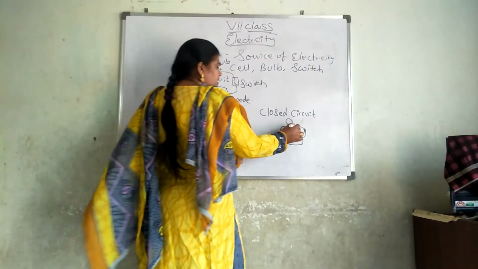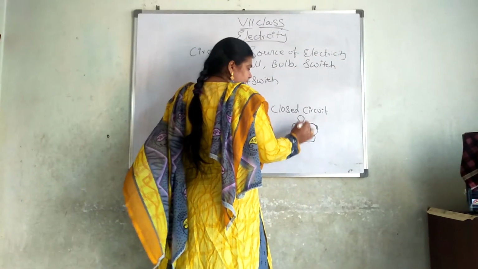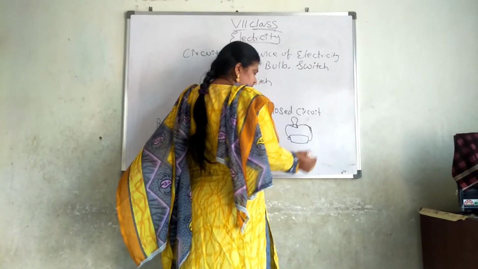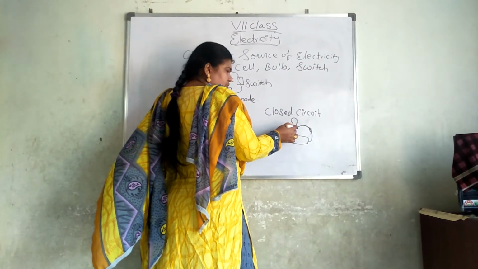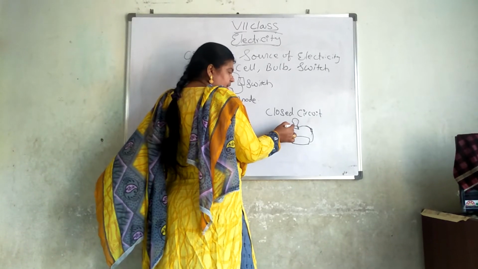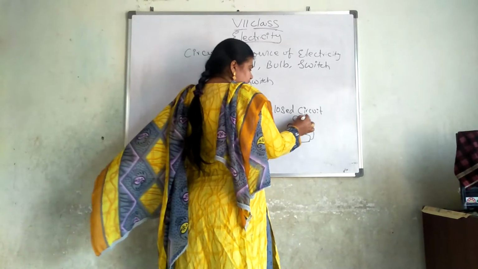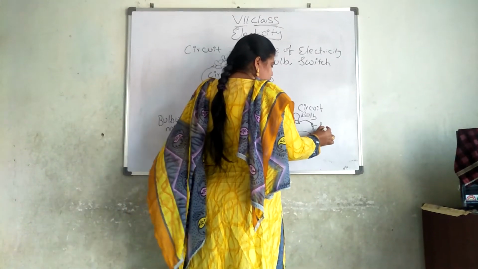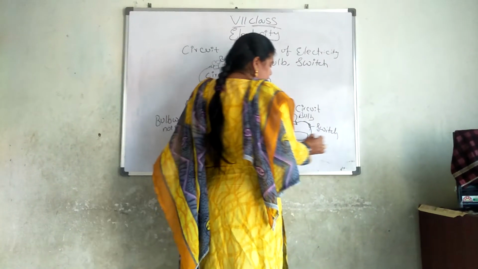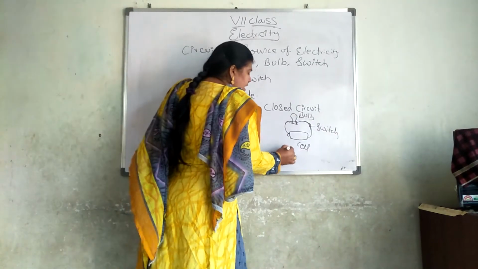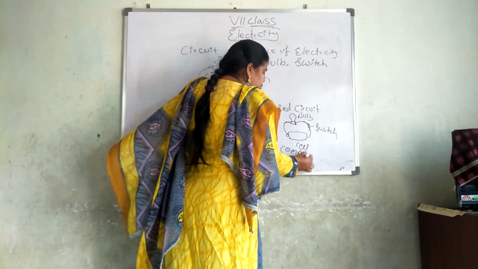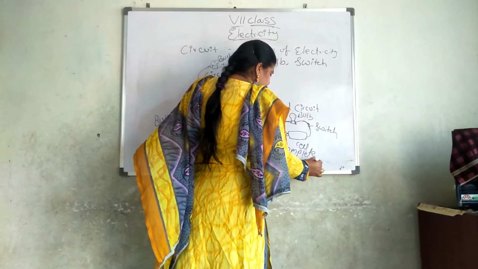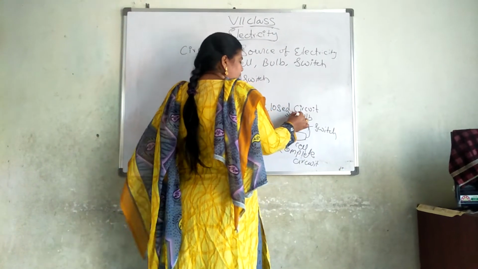Now the total circuit is completed. The total circuit is completed means the negative terminal is connected to the switch, the switch is connected to the bulb, and the bulb is connected to the battery. Here this is the bulb, the cell, and then this is the switch. The total circuit is called a complete circuit, and here you can see that the bulb will glow.